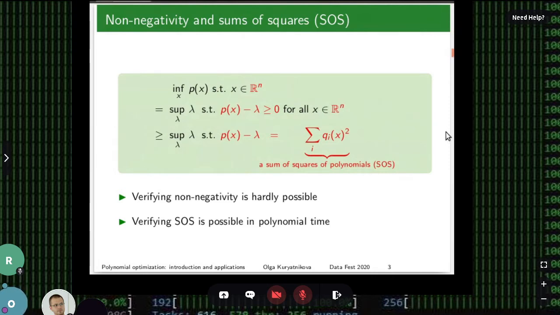And before going to the second question, namely how much do we lose if we do this replacement, I will show why it is easy, well, relatively easy, to solve a problem involving sums of squares.